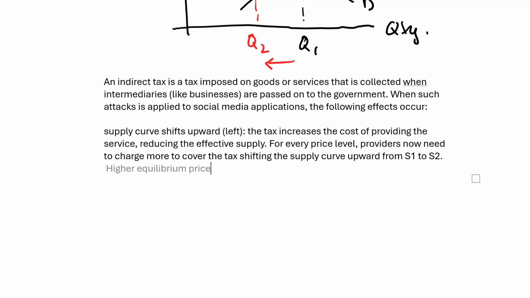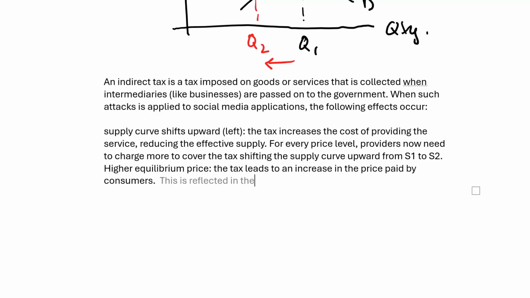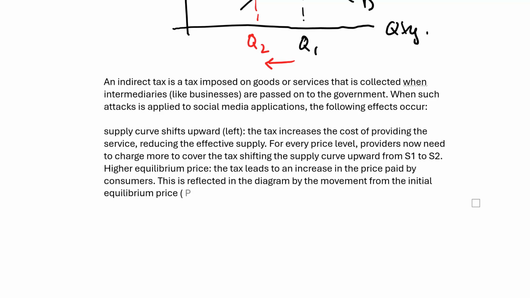Higher equilibrium price. The tax leads to an increase in the price paid by consumers. This is reflected in the diagram by the movement from the initial equilibrium price, P1, to the new higher price, P2.